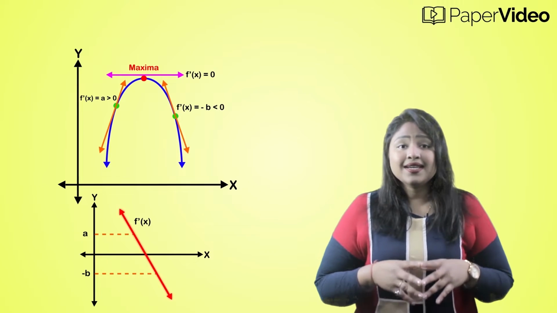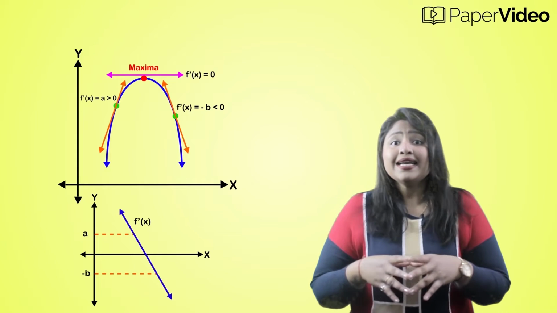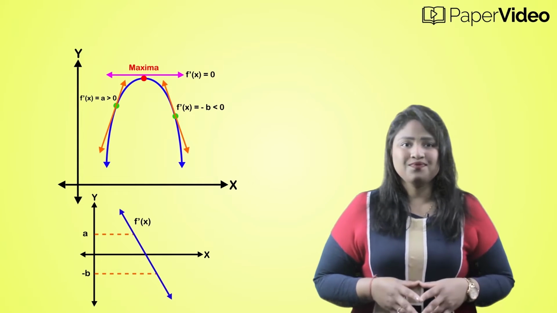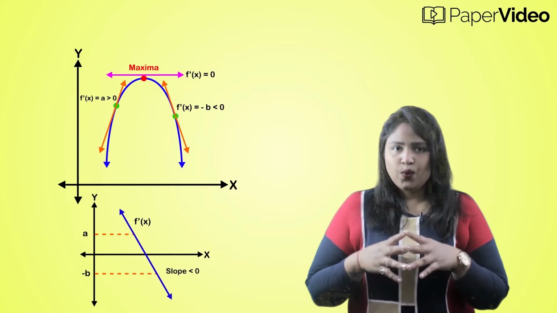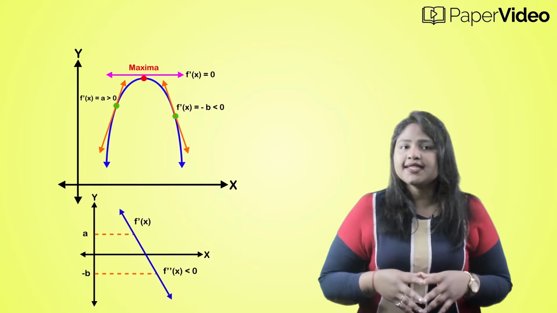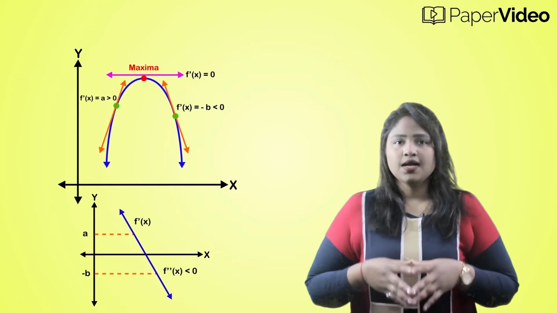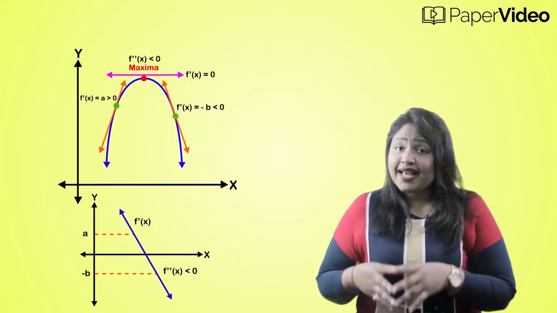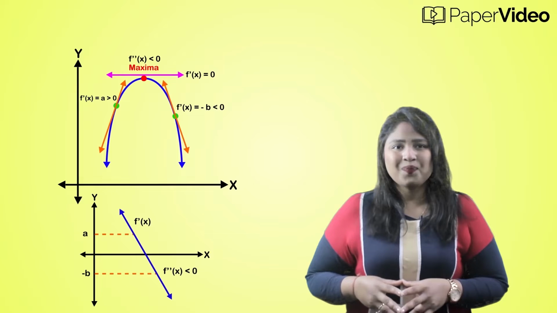As we can see that the graph is going from a to minus b, this means that it is a decreasing function. So this means that its slope must be negative, which means if we find a derivative of f dash x, then its value will be negative. This means that f double dash x is less than 0 at the point of maxima. Now let's move on to the other case.